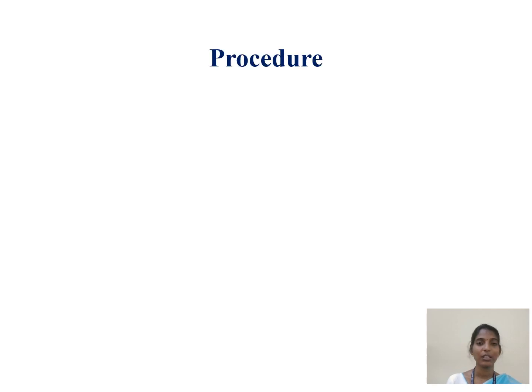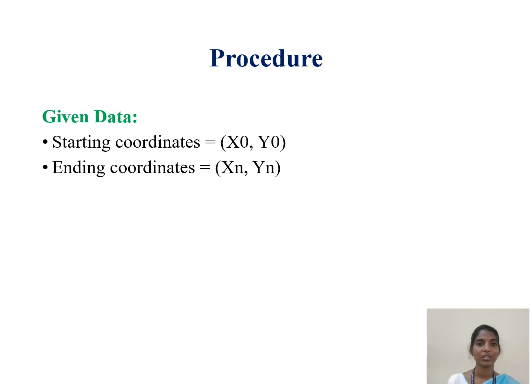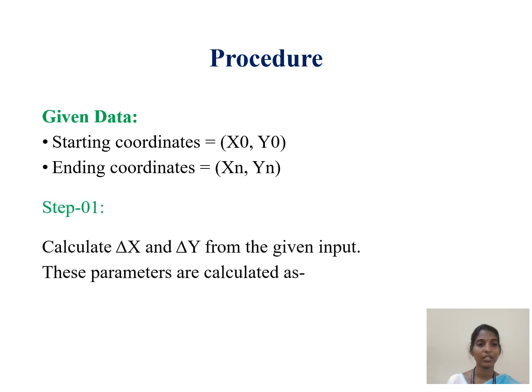Midpoint line drawing algorithm procedure. Given data: starting coordinates x0, y0 and ending coordinates xn, yn. Step 1. Calculate del x and del y from the given input. These parameters are calculated as del x is equal to xn minus x0, then del y is equal to yn minus y0.